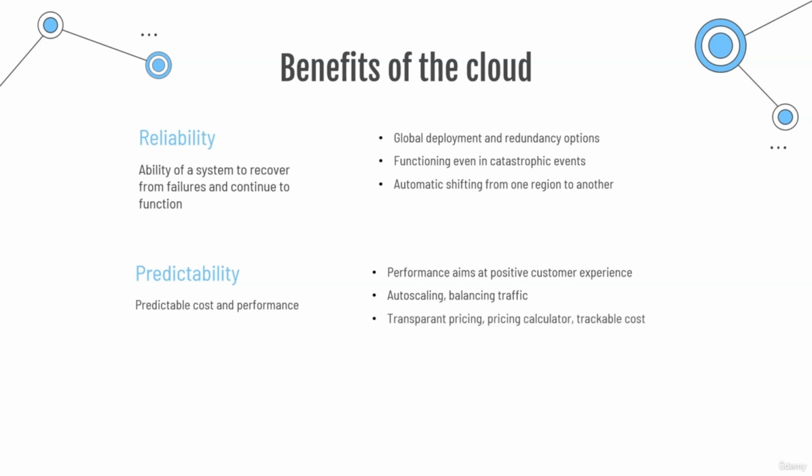Then regarding the pricing, everything is transparent. Everything is of course published, but we also have additional tools that help us to estimate and track our cost. So we have things like the pricing calculator or total cost of ownership, which we both have a look at in practice later on. But we can also monitor and track our cost, and this helps with the predictability of the cost. So this is reliability and predictability.